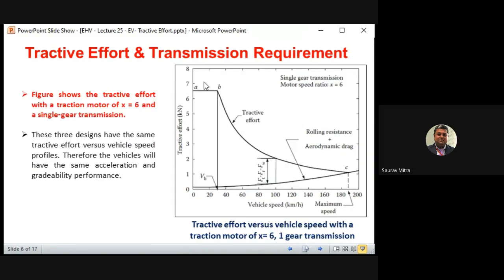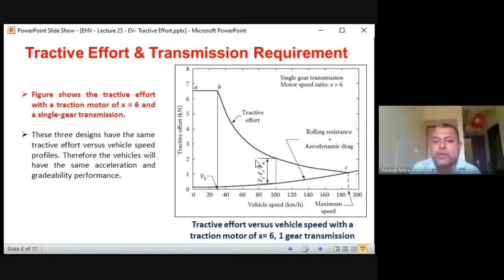So the same thing should be written here: this is constant torque, and here it should be constant power. Torque is constant almost up to 30 kilometer per hour, and after that, if you are increasing speed, your torque will reduce. This is the way the tractive effort is reducing, because after this the aerodynamic drag and the rolling resistance are increasing. So there are two things: one is tractive effort and another is effective tractive effort, and the effective tractive effort is reducing.